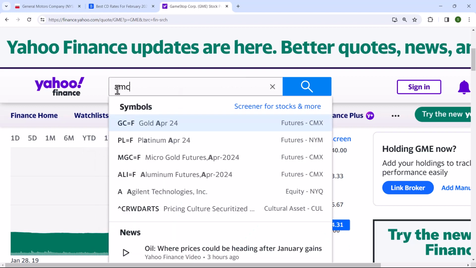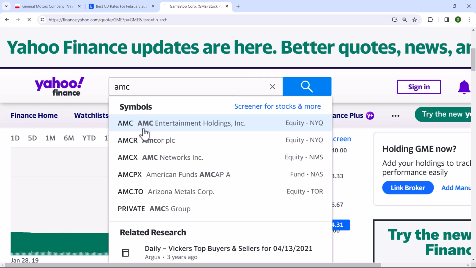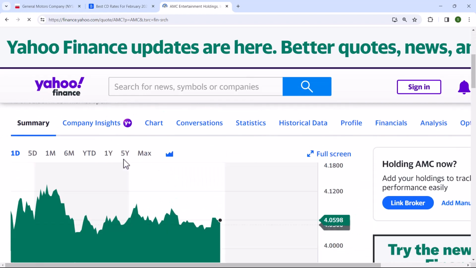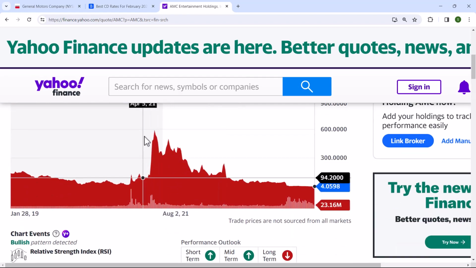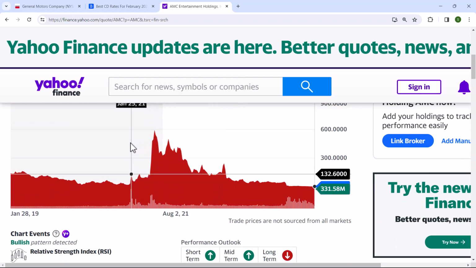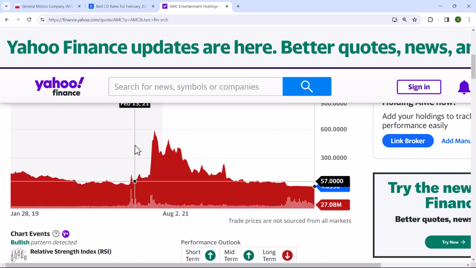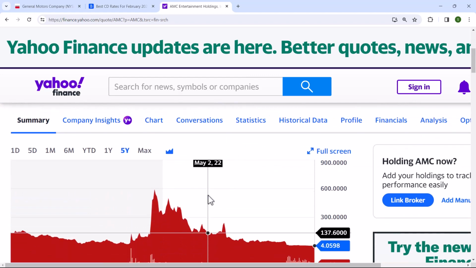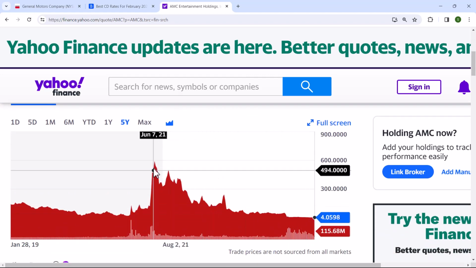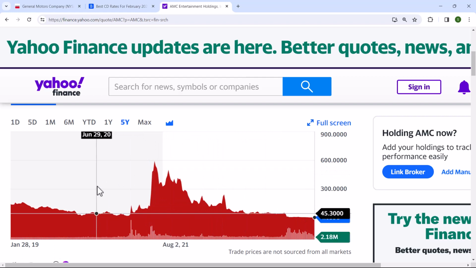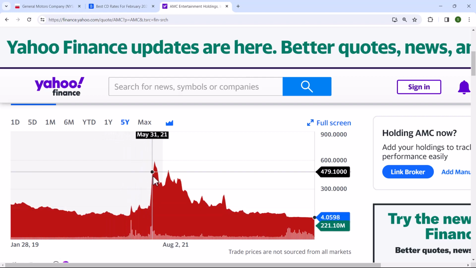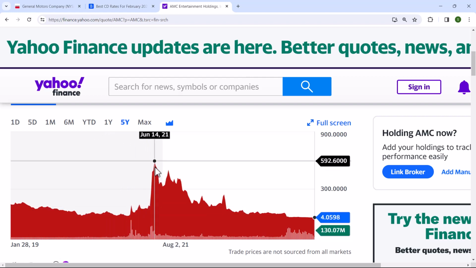So I'm going to show you another company here, AMC. AMC Entertainment Holdings is a theater chain. Something similar happened with AMC, and it wasn't quite as dramatic. You can see out here that the stock for a while was selling for $42 a share, $40 a share, $50, and then it was going down to $21 a share, and then it popped up just like what was going on with GameStop.